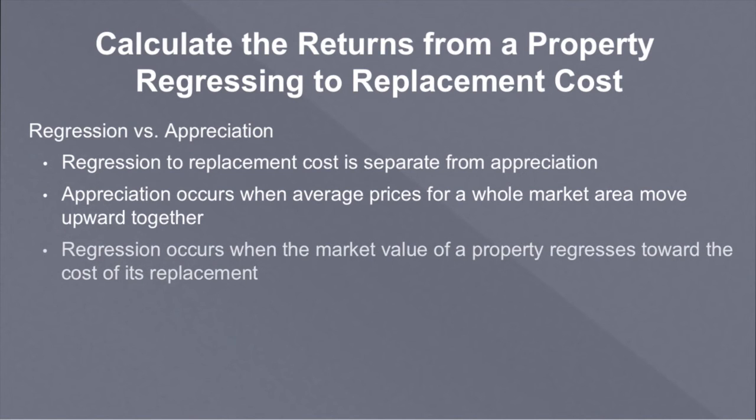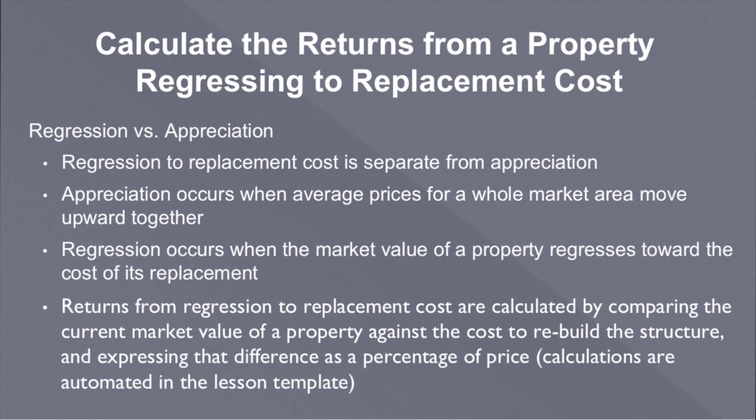But regression to replacement cost occurs when the market value of a specific property moves toward its replacement cost. So if you buy it for 20% below replacement cost, as an example, and then you're able to sell it for 100% of replacement cost, you made money. But I would argue that that is not necessarily, at least, it is not appreciation. Okay, it is simply regression to replacement cost. Okay, so that is an important thing to understand.